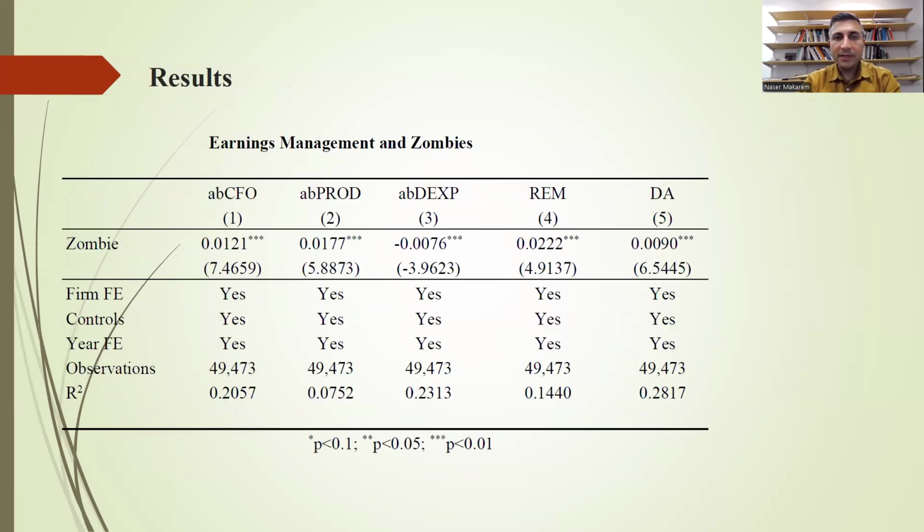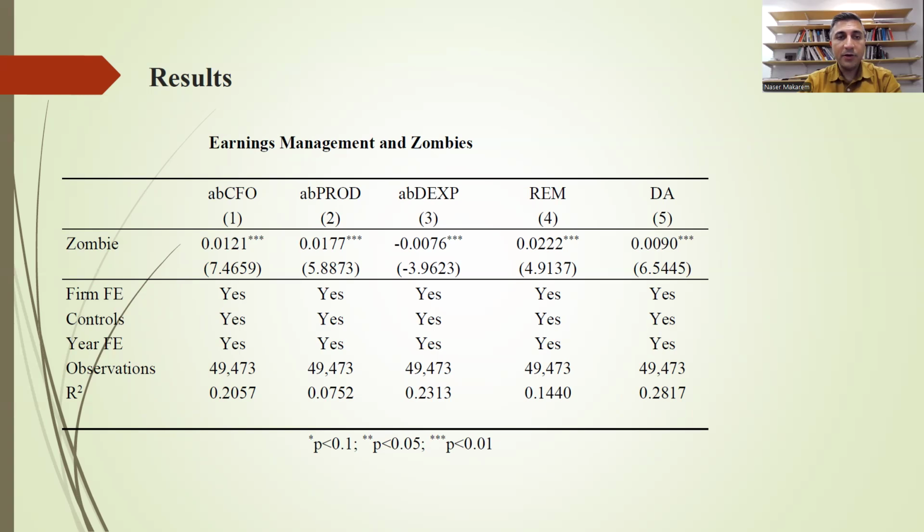So this is the basic results that we have. As you can see, we got abnormal cash flow from operations, abnormal production costs, abnormal discretionary expenses, and the aggregate measure of real activities manipulation, and also discretionary accruals. And you see the coefficient on zombie.